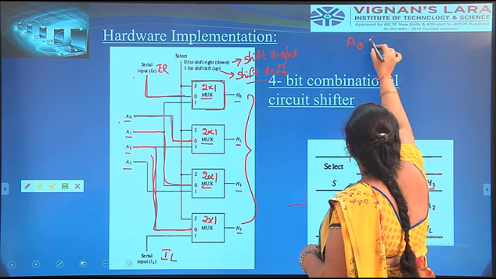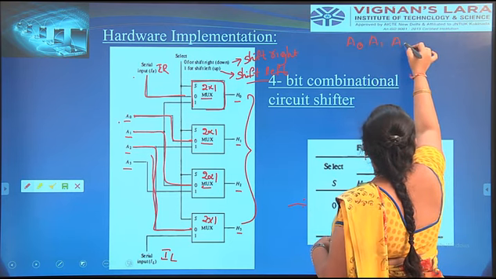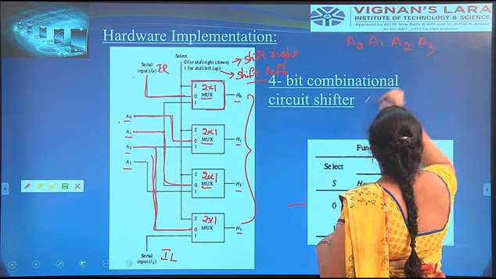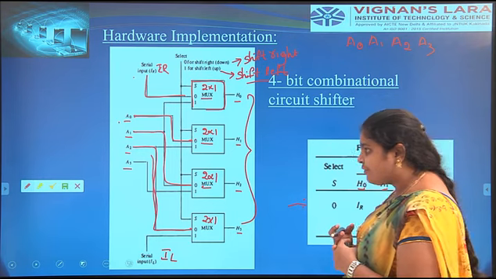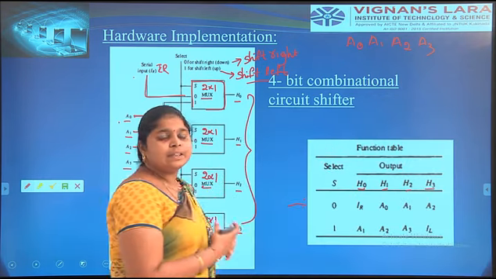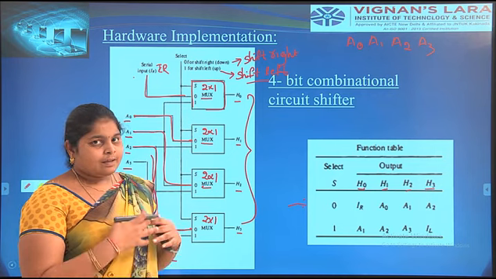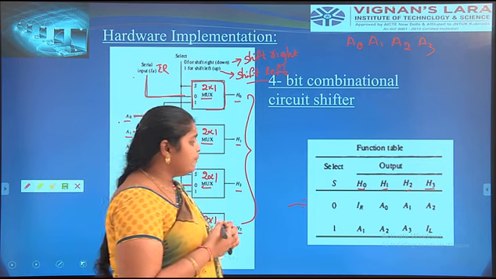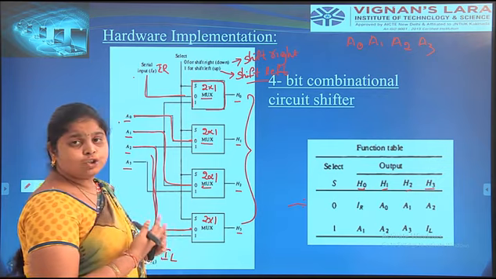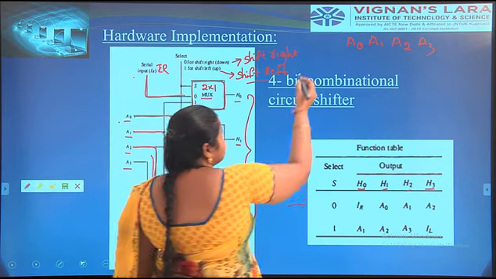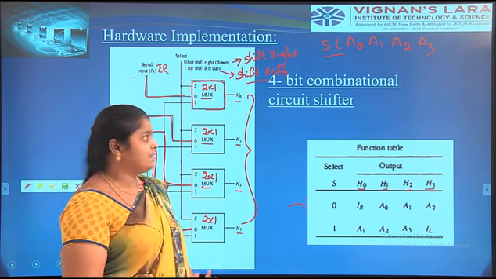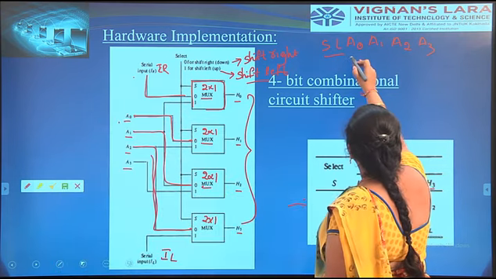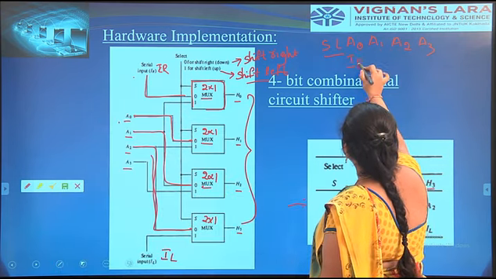A0, A1, A2 and A3. In the shift left operation, what do we perform? What is the shift left? Shift left means it transfers the serial input bits to the right side. This is the shift left operation. Right side means here we have to place it in the IR.